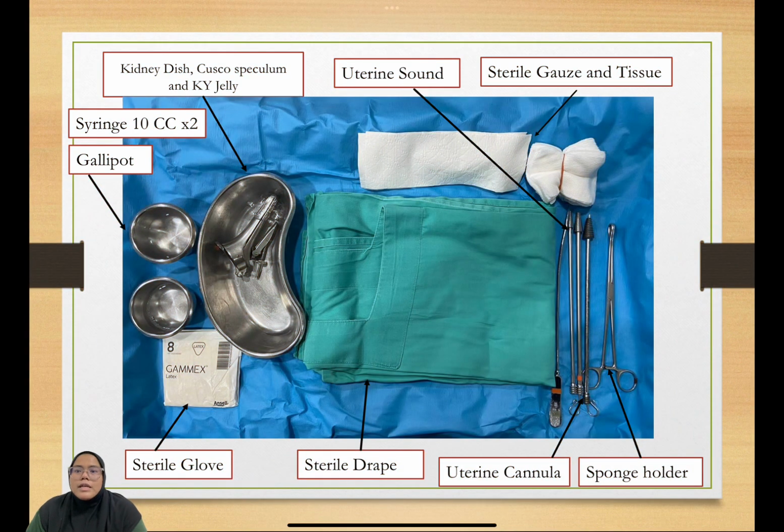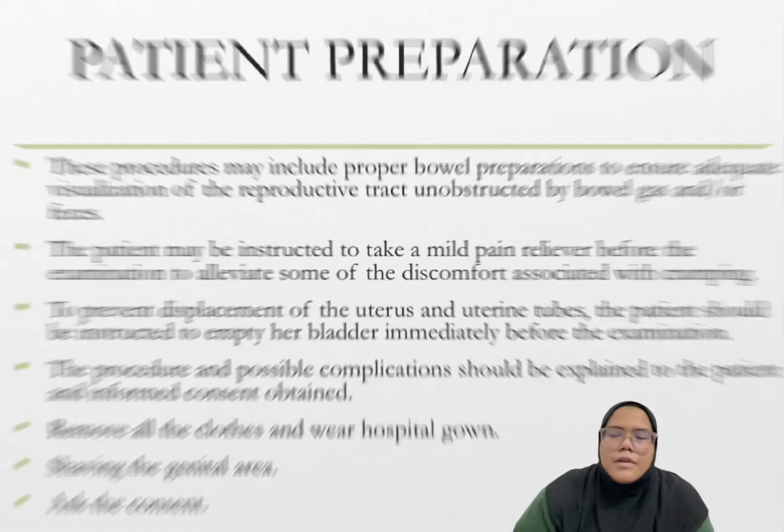Okay, these are the equipment and instrumentation that we use in the HSG procedure. First, on the right side, we have a sponge holder, uterine cannula, sterile drape, sterile glove, galley pot, syringe 10cc, kidney dish, Cusco speculum, KY jelly, uterine sound, and sterile gauze and tissue.